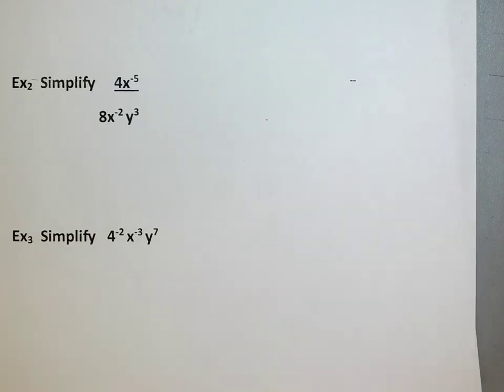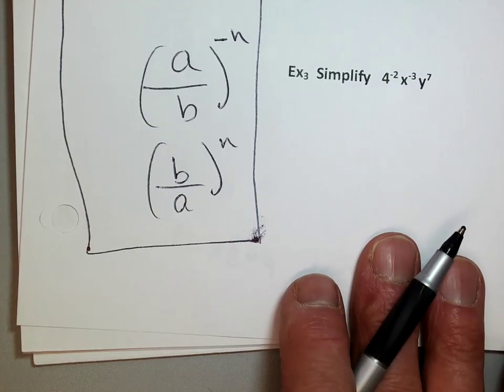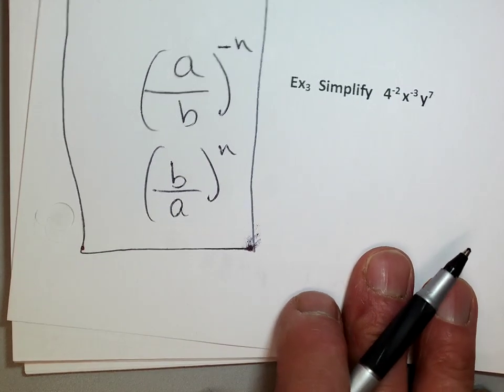So example 1. When I see, did I move that too fast? Did I move that too fast? Yes. Okay, make sure you tell me when you're ready, okay?